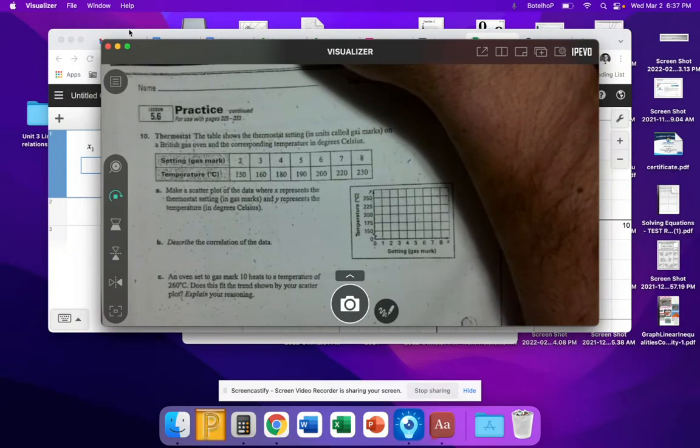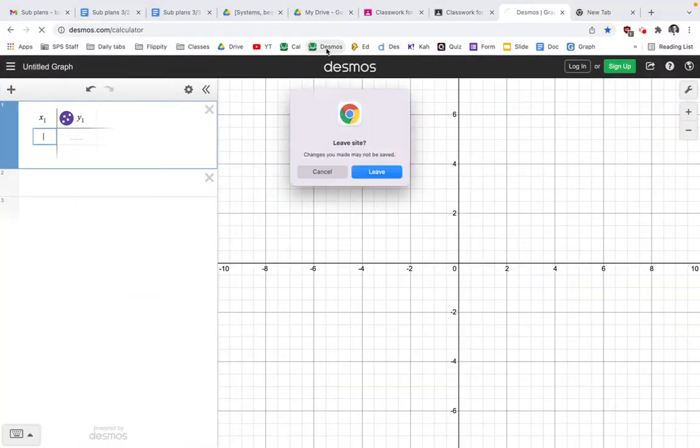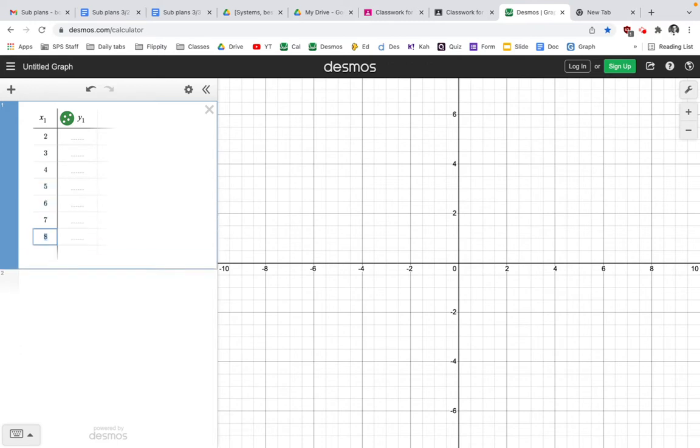So you're going to go to Desmos here. Let me just reset the link so it's exactly the way it starts. How do you add a table on Desmos? You go to this plus sign right there, click plus, then you click table. Now it becomes a table, so now I can enter in the data: 2, 3, 4, 5, 6, 7, 8 for my x's.